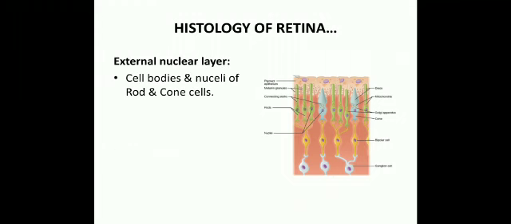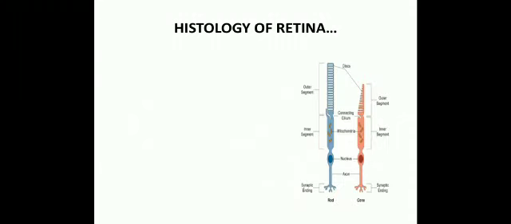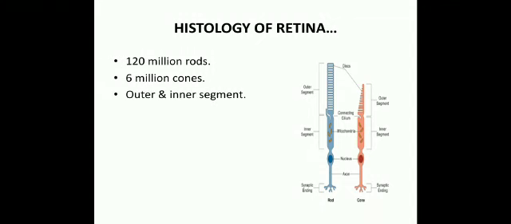So, in the external nuclear layer we have the cell bodies and nuclei of rod and cone cells, which are the photoreceptors. They convert the stimulus of light into nervous impulses. So, the photoreceptors we have seen are the rods and the cones. There are about 120 million rods and 6 million cones. They have an outer and an inner segment.